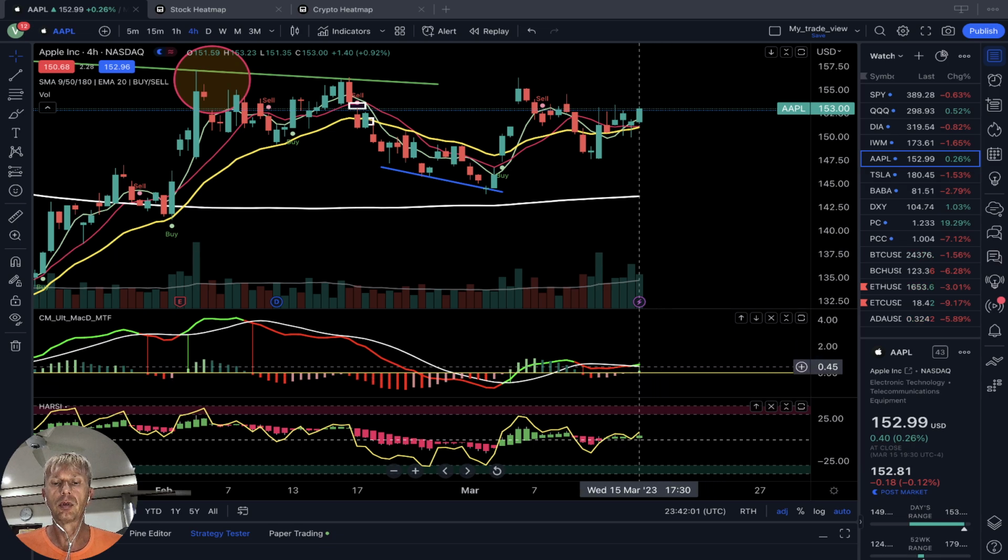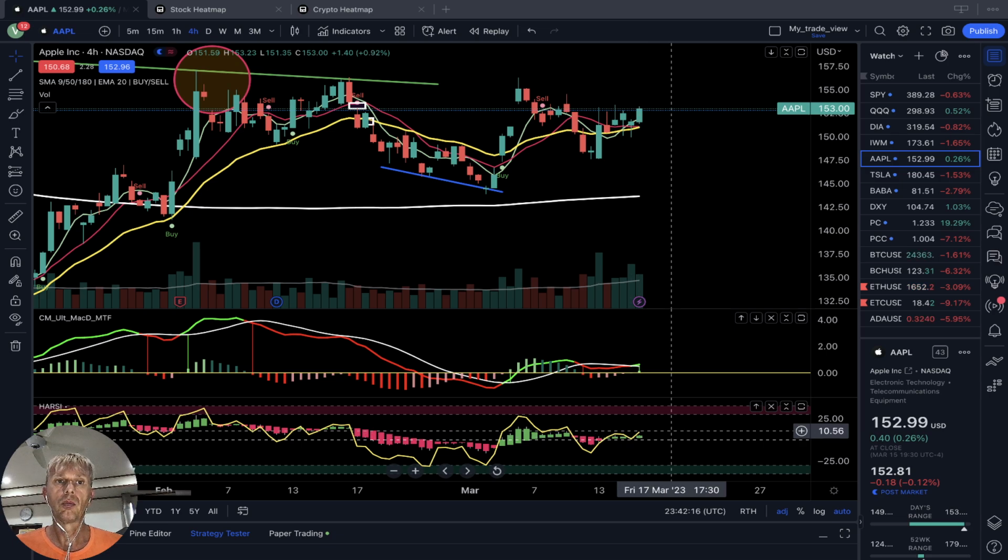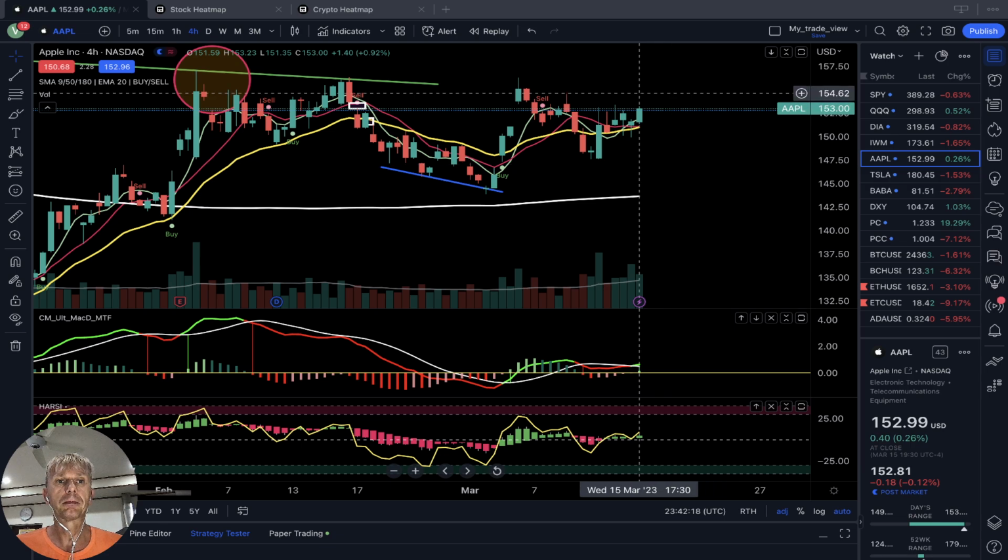MA5 did a bullish crossover on the 4 hours time frame. MACD bullish crossover, Heikin-Ashi green, RSI in positive territory. Bullish trend on the 4 hours time frame.